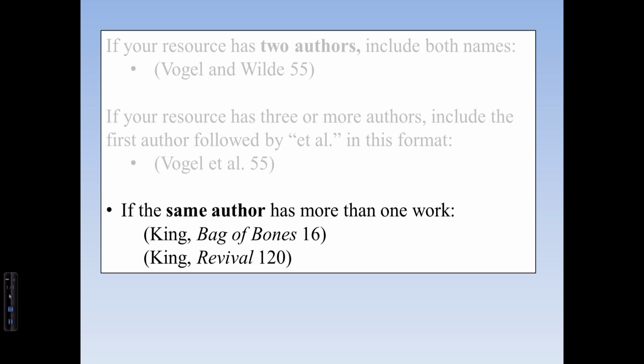If the same author has more than one work, include the title in the citation. So if we're doing a paper on Stephen King and we're citing different works by him, our in-text citation would read parentheses, King, comma, then the title of the specific work we've just referred to in italics, then the page number and close parentheses.